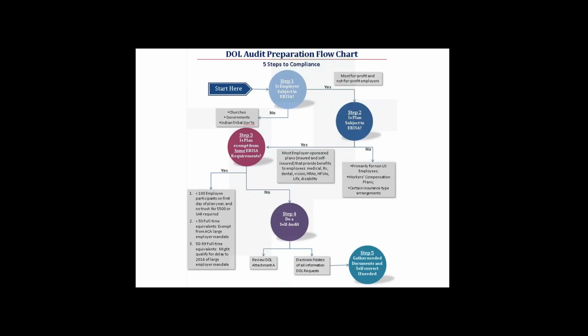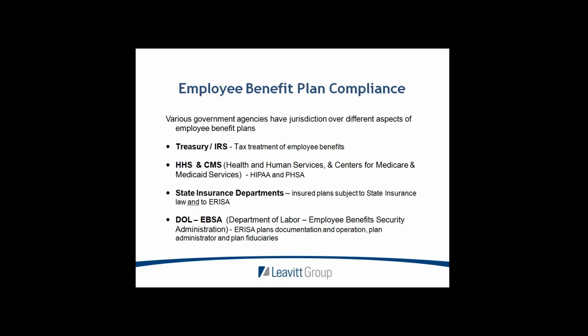So this is a DOL audit preparation flow chart that we've put together, and we'll be sending it out as a separate page, and then following up, and then I'll have attachments for the different yes and no answers. So it's really looking at, are you an employer who's subject to ERISA in step 1? Is your plan subject to ERISA in step 2? Then step 3, are there some ERISA provisions that your plan is exempt from? Step 4 is do a self-audit, and step 5 is gather the documents and materials that you might need from the DOL audit list that you don't currently have, or actions that you're not currently doing.